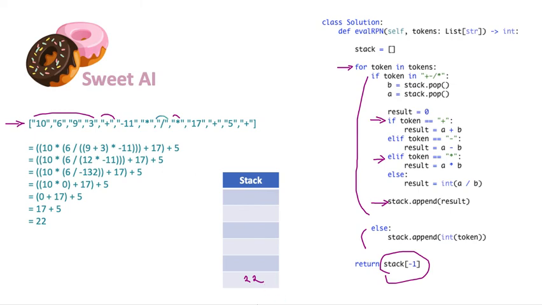The time complexity and the space complexity for this one: the space complexity is going to be O(n), and the time complexity is going to be O(n), because we are going to iterate over the list, and because we are using a stack, the space is going to be O(n) as well.